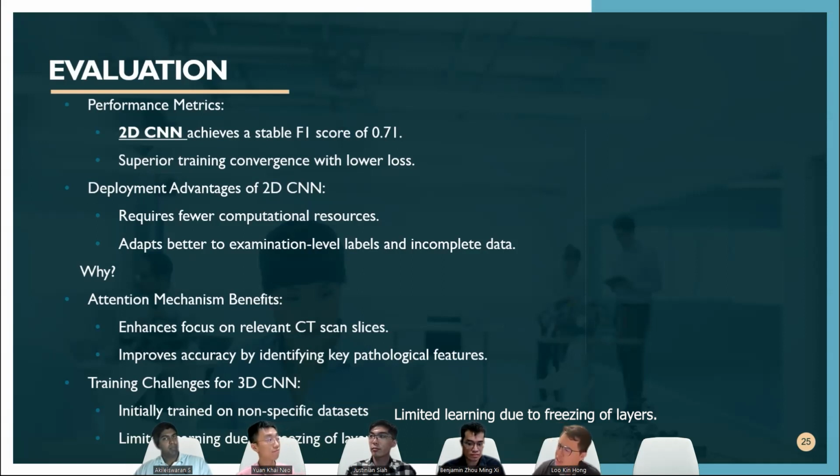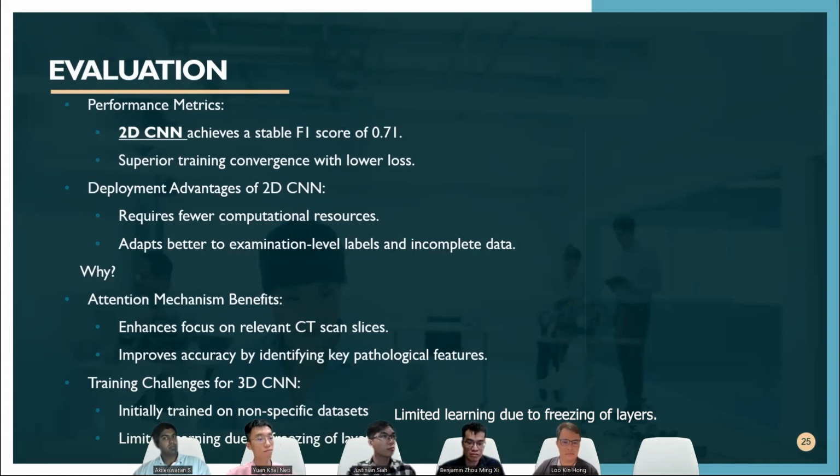What about the 3D model though? Why did the 2D model outperform the more complex 3D model? Well, the attention mechanism employed in the 2D CNN facilitates the identification and prioritization of informative features within each CT scan. So this mechanism allows the model to focus on slices that are more indicative of pathology.